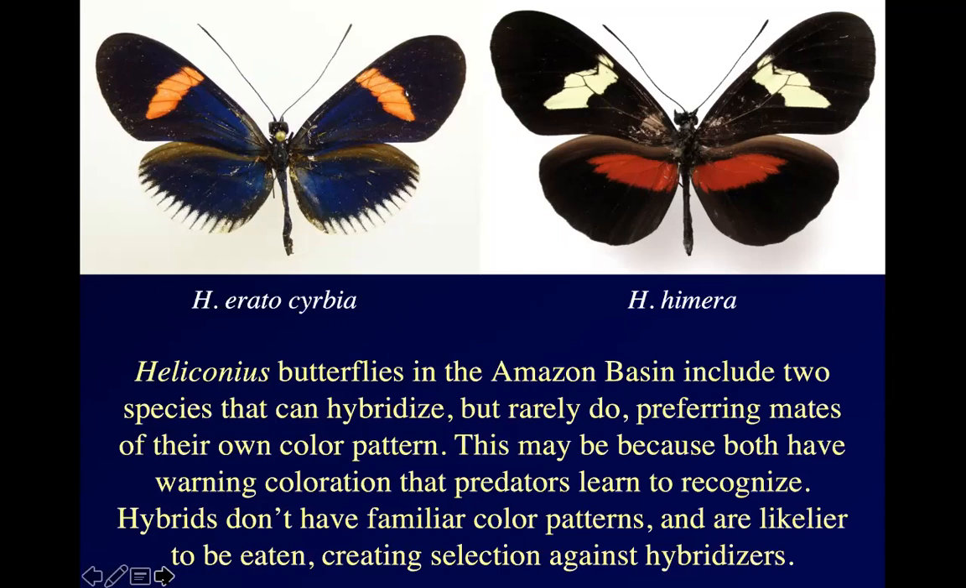So any hemera that mates with an erato is going to have hybrid offspring that are less likely to survive because they're going to be a target for predators. So hemera that like erato get selected against because they don't have as many surviving kids. Erato that likes hemera gets selected against. And so there's selection against the hybrids, and that tends to maintain mechanisms that keep those two species from hybridizing. So that would be a case of assortative mating maintained by selection.